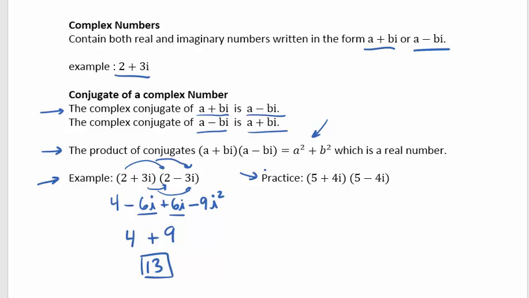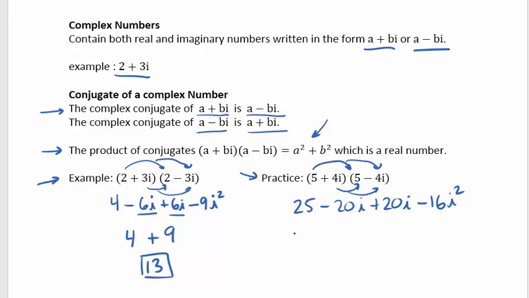All right, let's take a look. So first we'll distribute the 5, which would give us 25 minus 20i. Then I'll distribute the 4i here, so that's going to be plus 20i. And then 4 times negative 4 will give me negative 16. And then i times i will give me i squared.